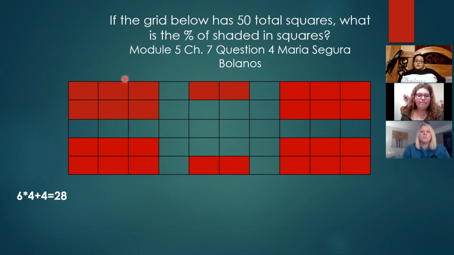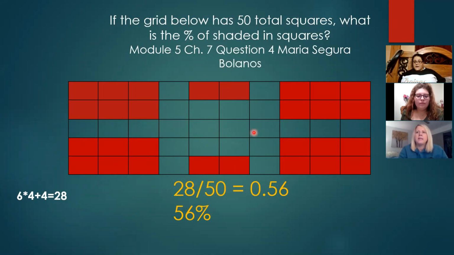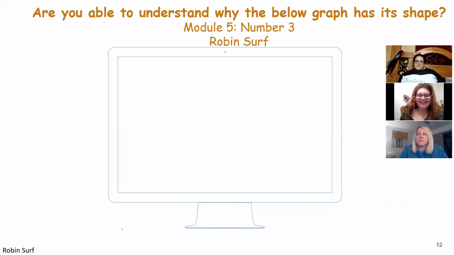Now we're going to take our total amount of shaded squares and divide that by the total amount of squares we have. That's going to give us 0.56 as our answer. Then we're going to multiply that by 100 to get our percentage, and that brings us to 56% for the answer.